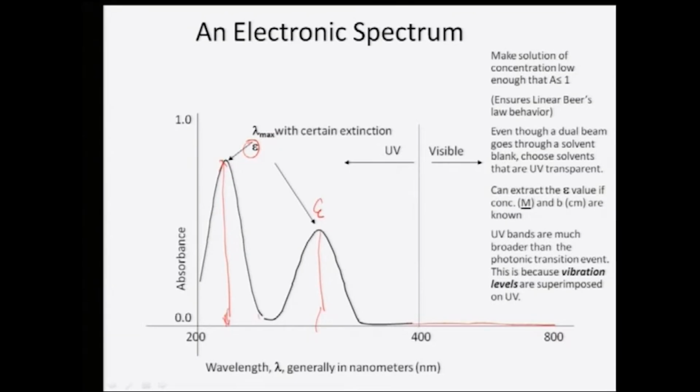First of all, one can find out from these peaks what the exact transitions are. Normally, if you want to apply Beer's law for quantification, we need to use very small concentrations, and as I said, UV bands are broader than the photoelectron spectra, because the vibration levels are normally superimposed.